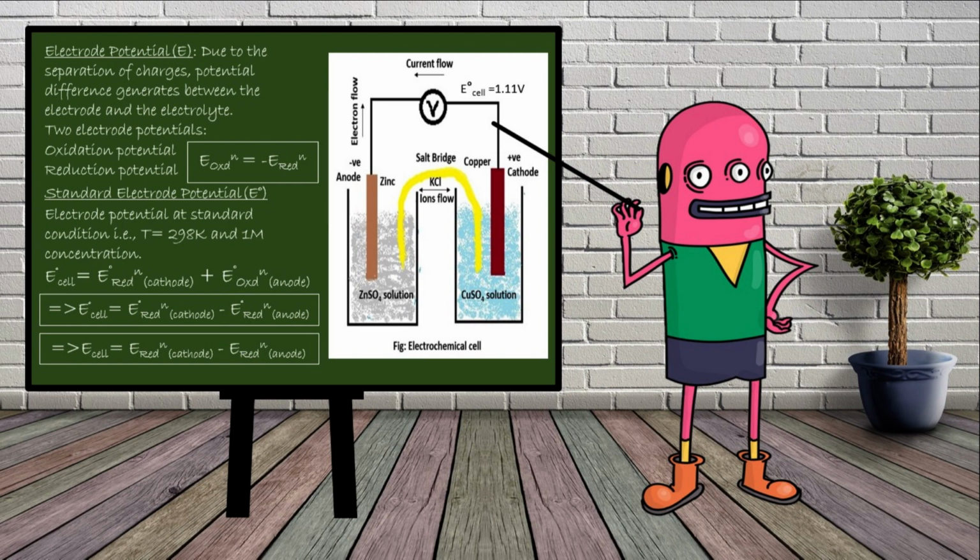Now, if it is not a standard case, we simply remove the not symbol and get the equation, capital E cell equals E reduction cathode minus E reduction anode. The standard electrode potential for Daniell cell is 1.11 volt.